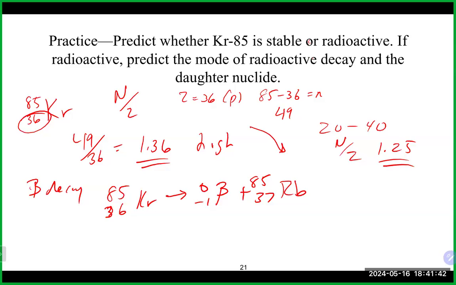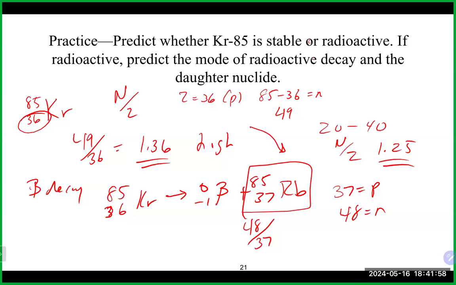And if we look now at what we just produced, we have 37 for our protons, and 85 minus 37 is 48 for our neutrons. So we take our 48 divided by 37. We're going to get about 1.30. So we are dropping down closer to the acceptable range. Again, we didn't hit perfect, which is very common. You won't necessarily hit a perfect ratio, but you should definitely be moving in the right direction. Any questions on that?